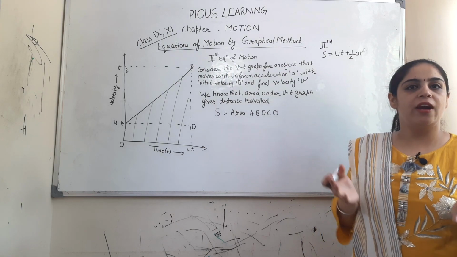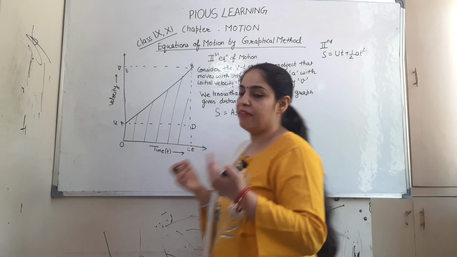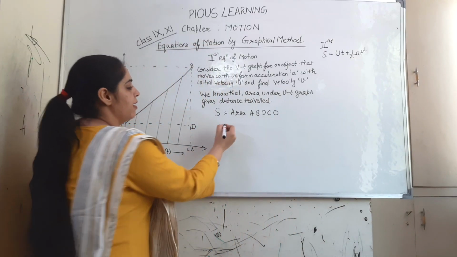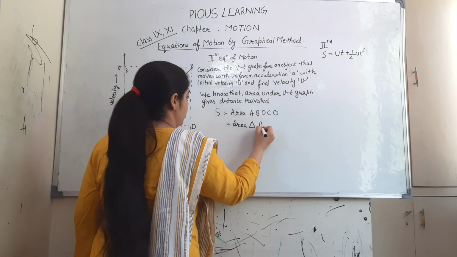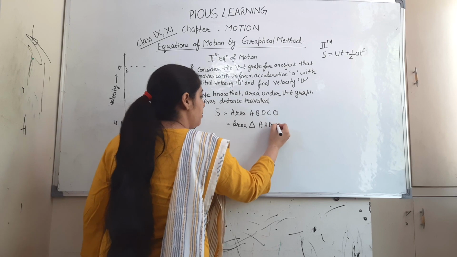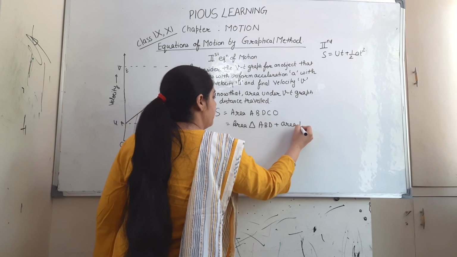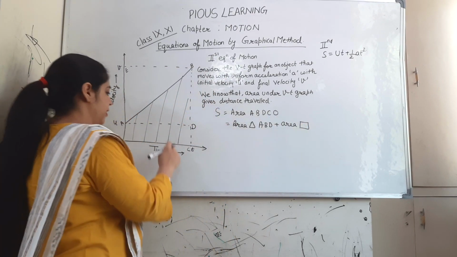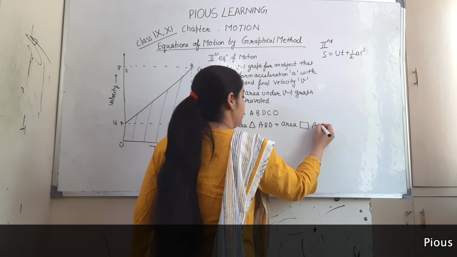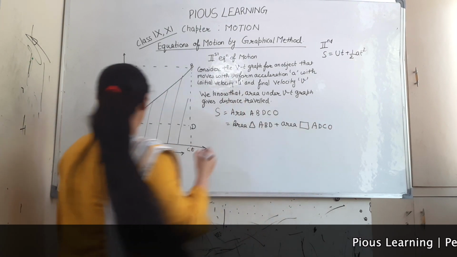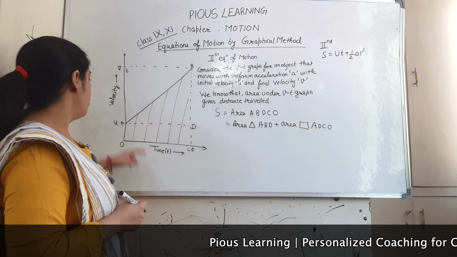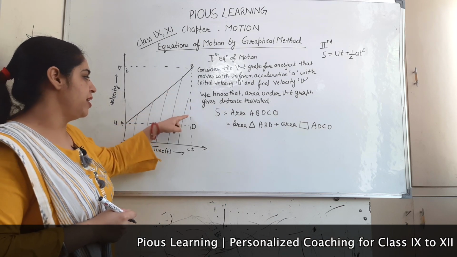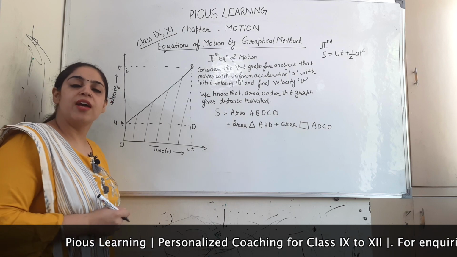है ना, इस पूरे एरिया को अगर मुझे कैलकुलेट करना हो तो I can divide it into two parts. I can write down as area triangle ABD plus area of rectangle, and the rectangle is ADCO. Okay, so this will be ADCO. Now writing down the triangle ABD, area of triangle ABD.